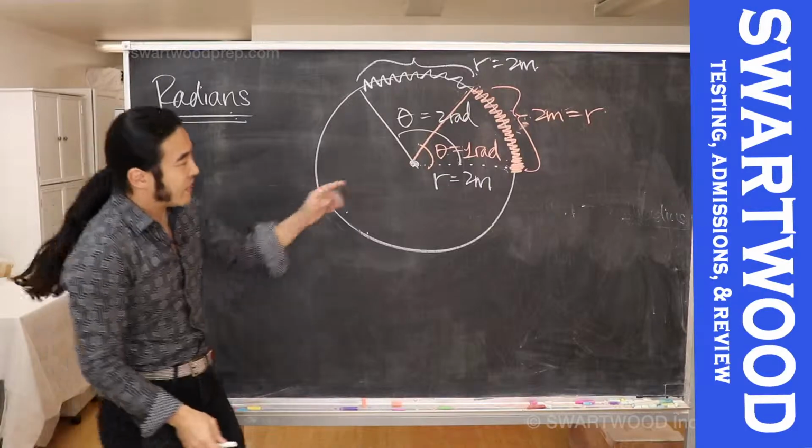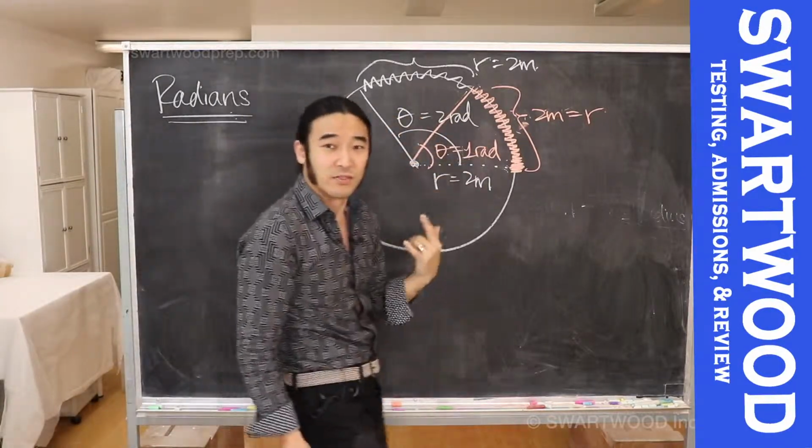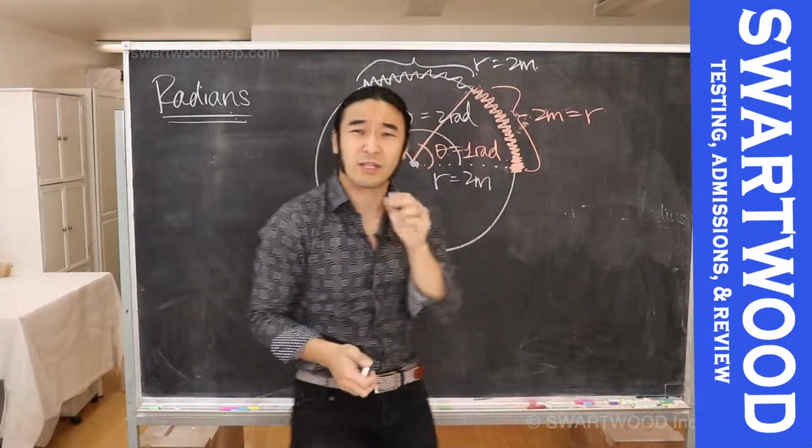Not too bad, right? So I get it. 3 radians, you paint on the outside 3 radii. 4 radians, you'd open up 4 radii, etc., etc. Okay? So now what I want to do is connect this to degrees.